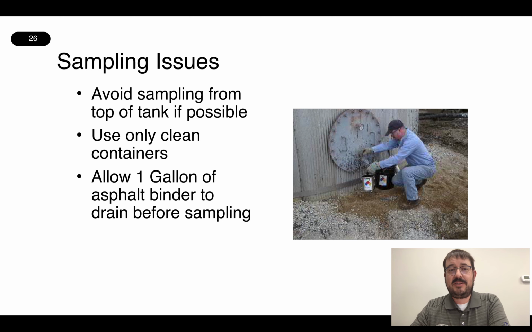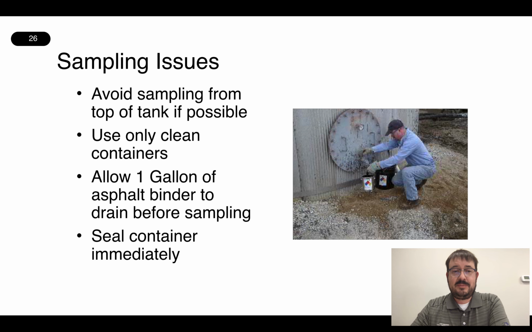It's recommended to allow 1 gallon of asphalt binder to drain out of the sampling spigot before sampling. Again, this would minimize any contamination into the new sample. And it's also recommended to seal that container immediately after sampling.